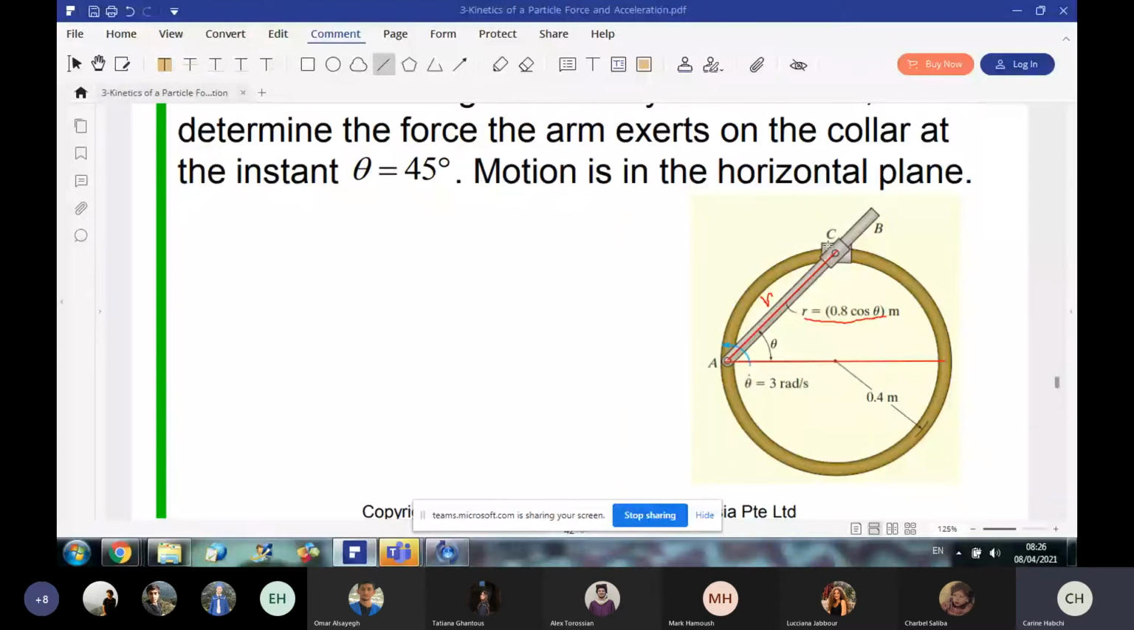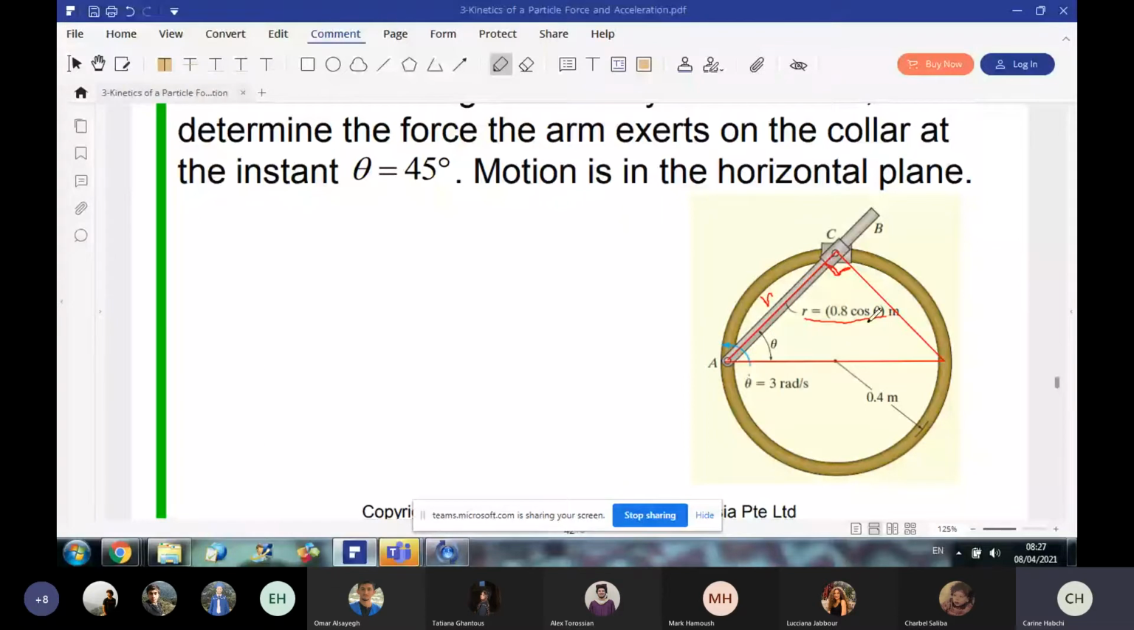Then if I draw the perpendicular, this is a triangle that is inscribed in the circle. If I have a triangle inscribed in a circle, and one of its sides is the diameter of the circle, then I can say that the triangle is a right triangle. So here I have an angle of 90 degrees. Because of this, I can say that r is equal to the hypotenuse times cosine theta, and the hypotenuse is equal to the length of the diameter. So r is equal to 0.8 cosine theta.